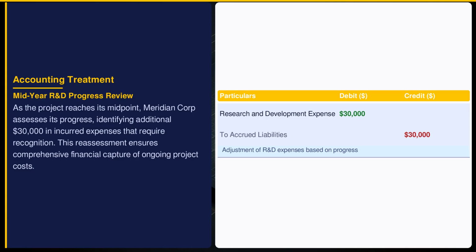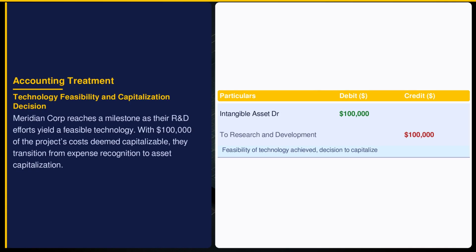This prudent management of R&D costs aids in transparent reporting and strategic decision-making. Upon achieving technological feasibility, ASC 730 allows for capitalization of costs, transitioning them from expense to asset. Meridian Corporation's $100,000 move underscores a critical advancement, reflecting potential future benefits. This strategic shift balances immediate expense impact with long-term asset recognition.